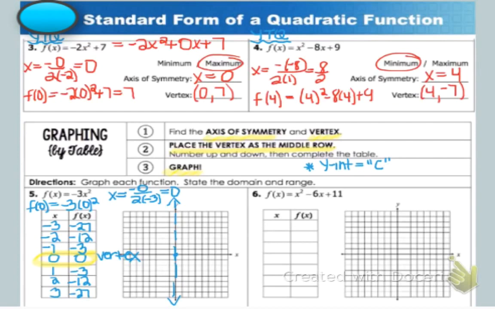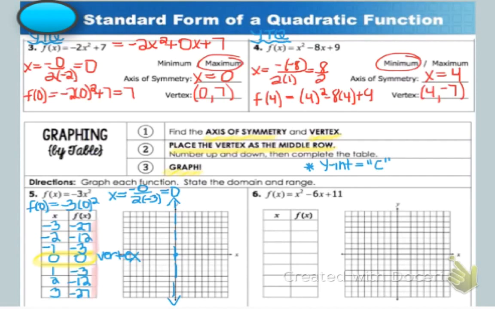Now that's not a coincidence, and hopefully you recognize the symmetry. You can see that these values on either side are starting to repeat after the vertex. So going this way, negative 3, negative 12, negative 27, and then going forward, we get the exact same numbers. The coordinates themselves are mirror images of each other, and they'll of course be mirror images of each other on the graph as well.